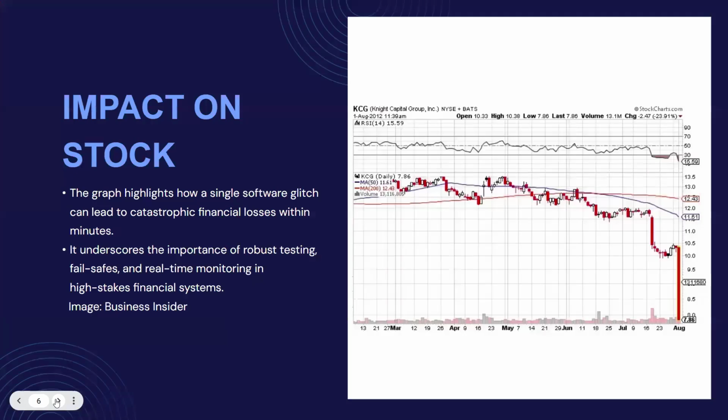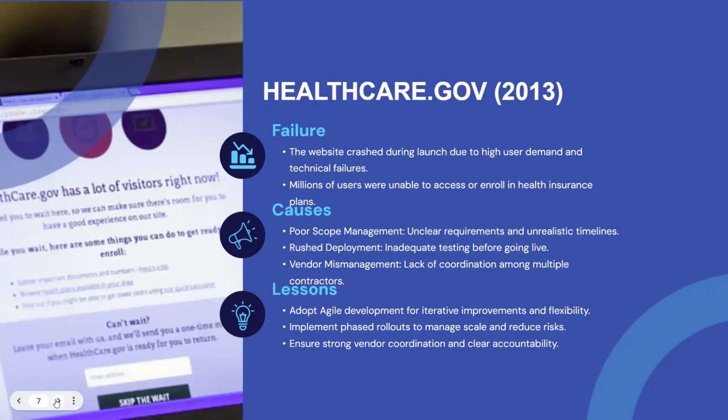Now let's talk about healthcare government, one of the biggest government IT failures. The website crashed on launch day, preventing millions from enrolling in health plans. The main causes were: the project lacked clear requirements. The system went live without proper testing, and there was poor coordination between contractors.